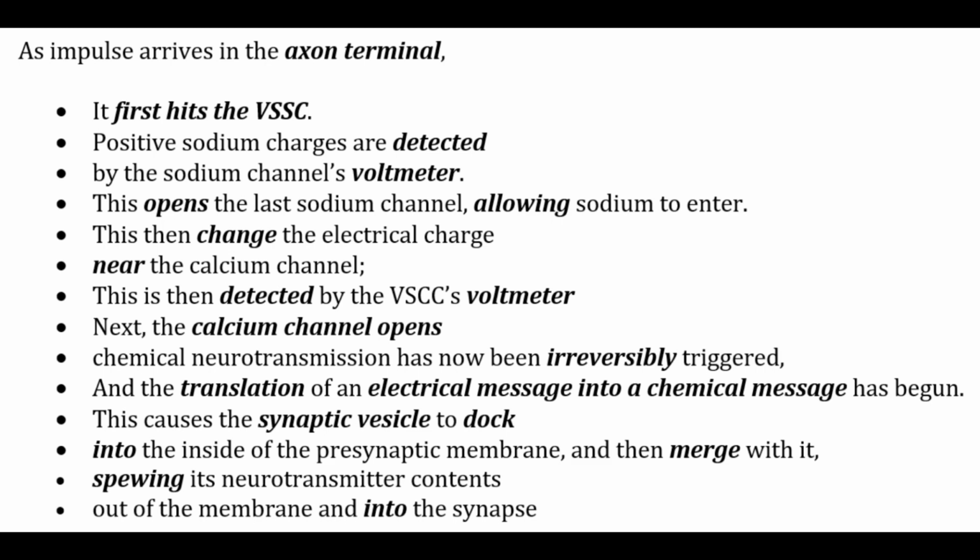This then changes the electrical charge near the calcium channels, which in turn is detected by the calcium channels' voltmeter. Next, the calcium channel opens. Chemical neurotransmission has now been irreversibly triggered, and the translation of electrical message into chemical message has begun. This causes the synaptic vesicles to dock into the insides of the presynaptic membranes and merge with it, finally spilling the neurotransmitter contents out of the membrane and into the synapse.